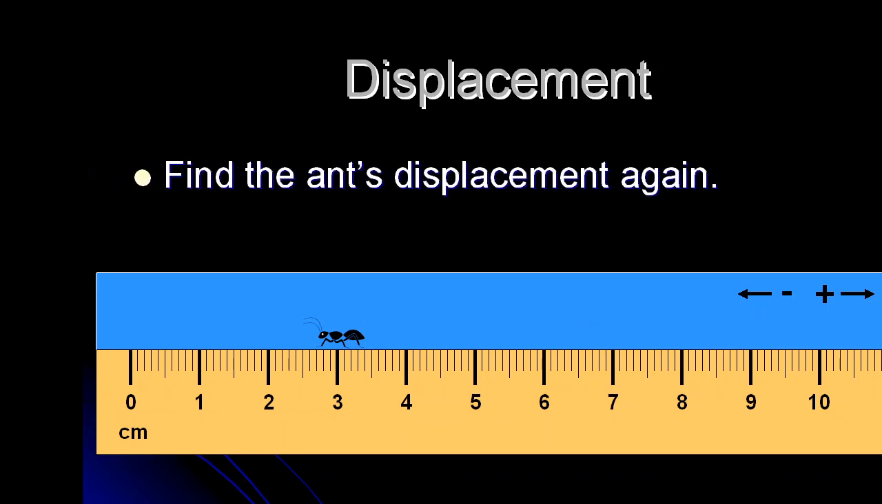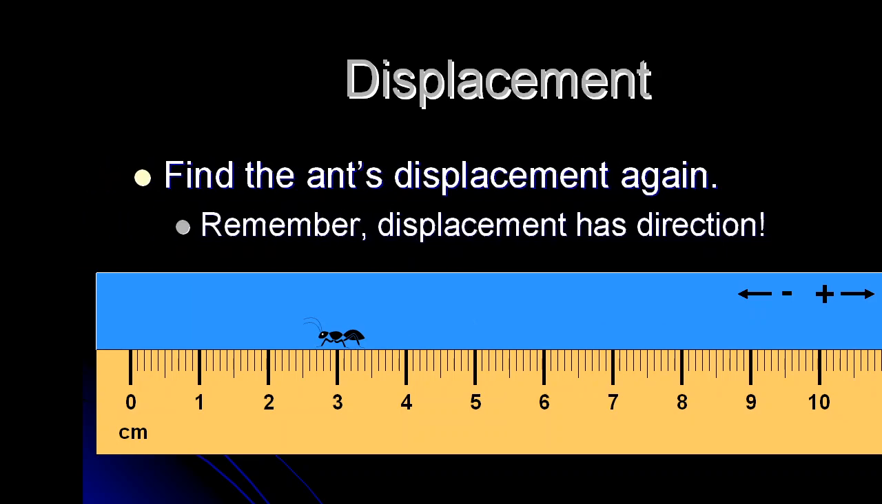Alright, here we go. Remember, displacement has direction. Start from 3, we head back over to 0. The distance he traveled, still 3 centimeters, right? However, the displacement he traveled is negative 3 centimeters.